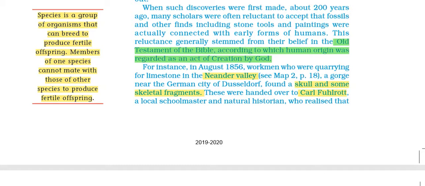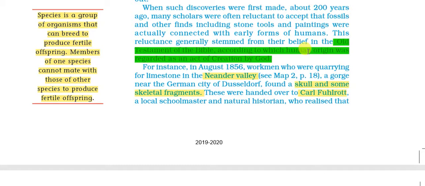Now, the problem here is to understand that human evolution was not easy to accept. Number one, people could not generally connect themselves with the primates. They could not understand that monkeys and humans could have a common ancestor. They could not understand, or didn't want to understand, that. Also, religious beliefs were very strong during that period. So, as you see in the green part here, the Old Testament in the Bible says that human origin is actually an act of creation by God.